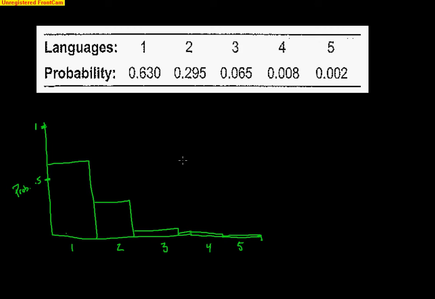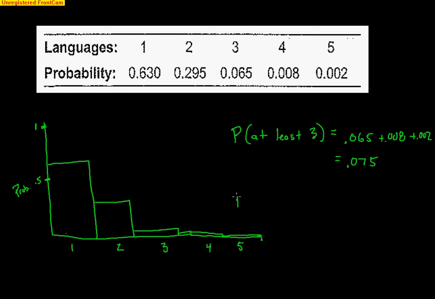Now, there's several questions I could ask. For example, I could say, what's the probability somebody speaks at least 3 languages? That means they speak 3 or more, 3 or 4 or 5. And you hear that word or? So I'm going to add 0.065 plus 0.008 plus 0.002, and you would get 0.075. So there is a 7.5% chance that somebody speaks at least 3 languages.